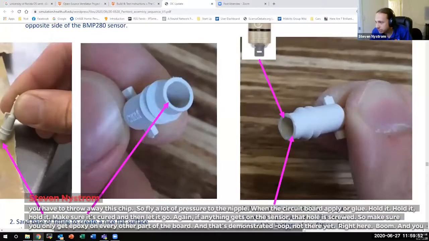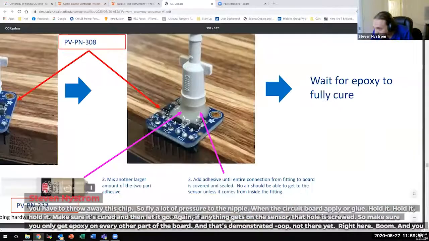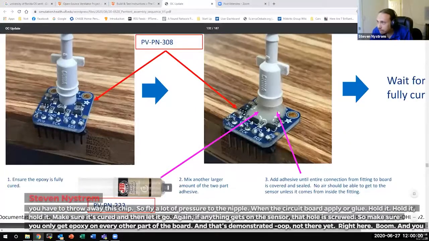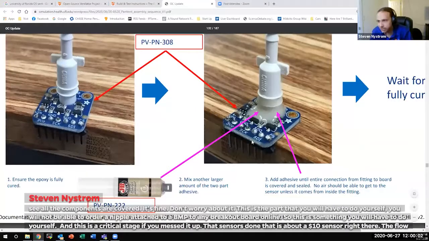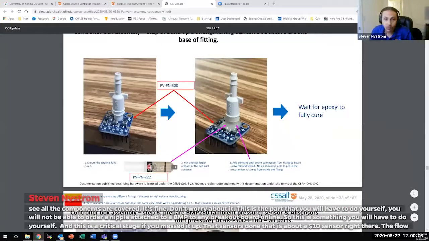And that's demonstrated, no, not there yet, right here. Boom, and you see all the components are covered, it's fine, don't worry about it. This is the part that you will have to do yourself. You will not be able to order a nipple attached to a BMP 280 breakout board online. So this is something you will have to do yourself.